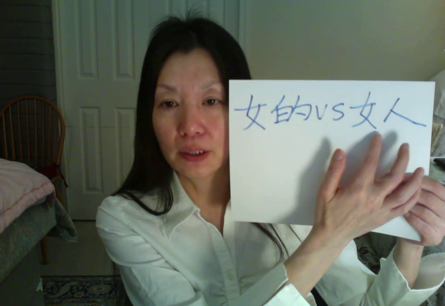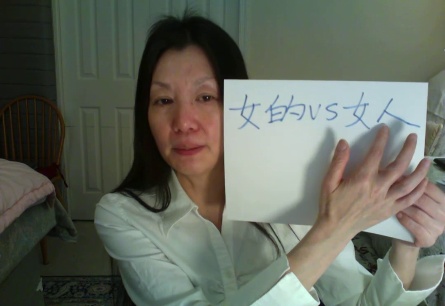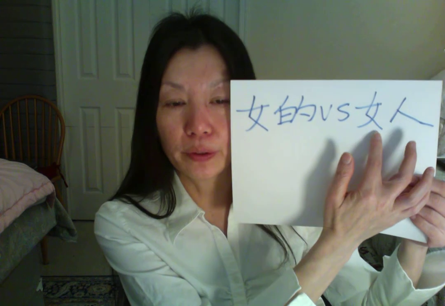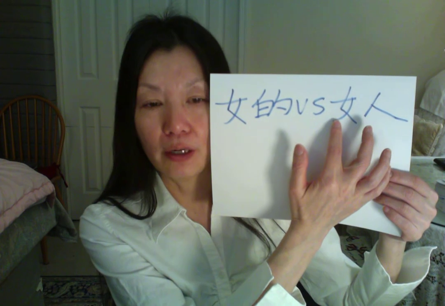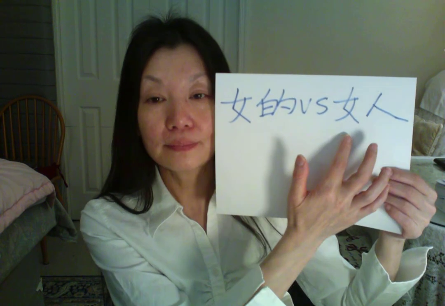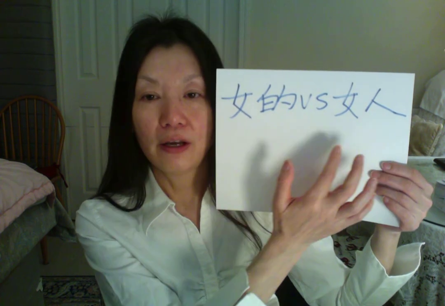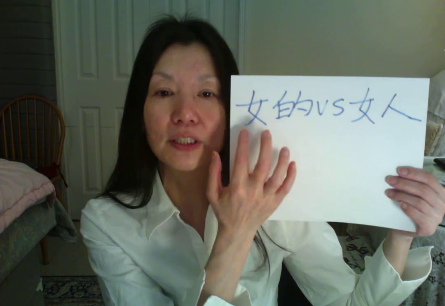人 by itself is people or person. 女人 together is woman. We don't say 女 alone, we like two syllables to pronounce, so 女人 is woman. By itself, 女 is woman, 人 is person or people, put together 女人 is a woman. But again, in Chinese, when we say woman, we don't like to use 女人, it's too formal. We like to use 女的.